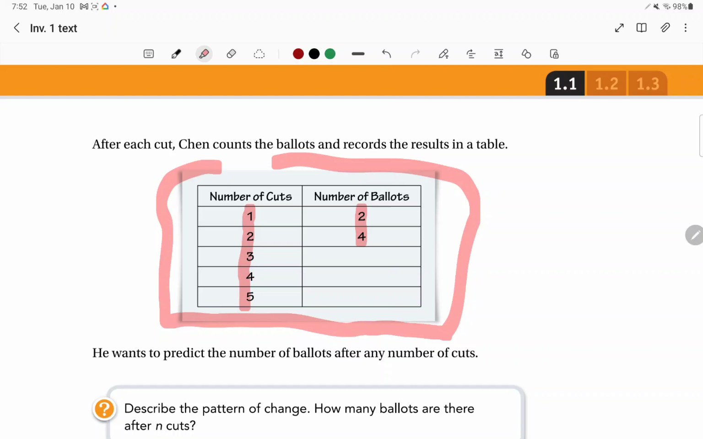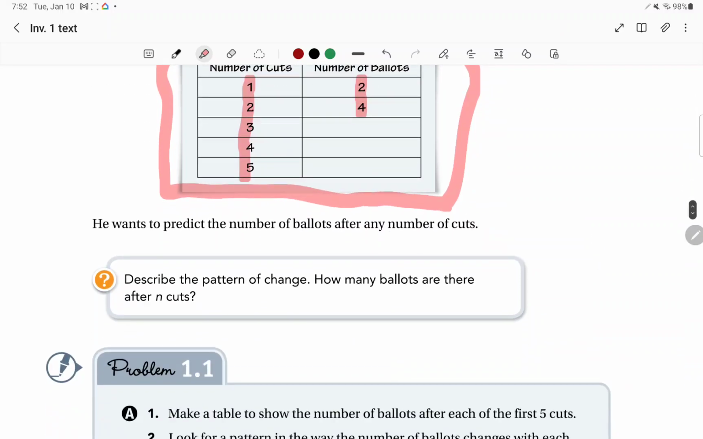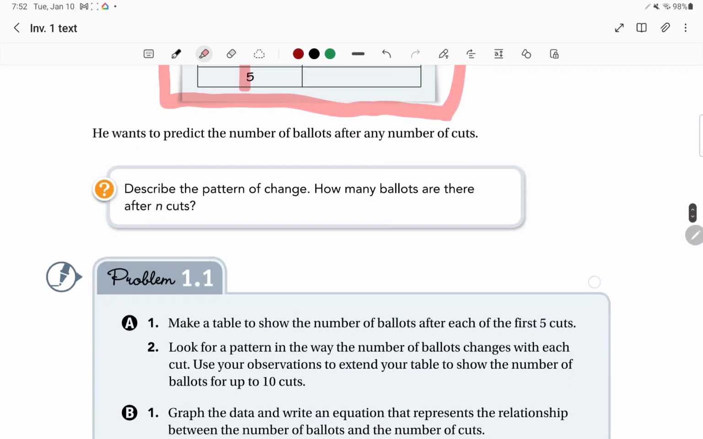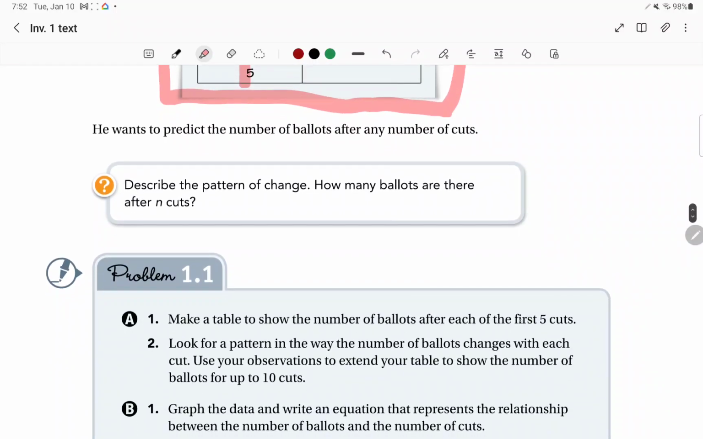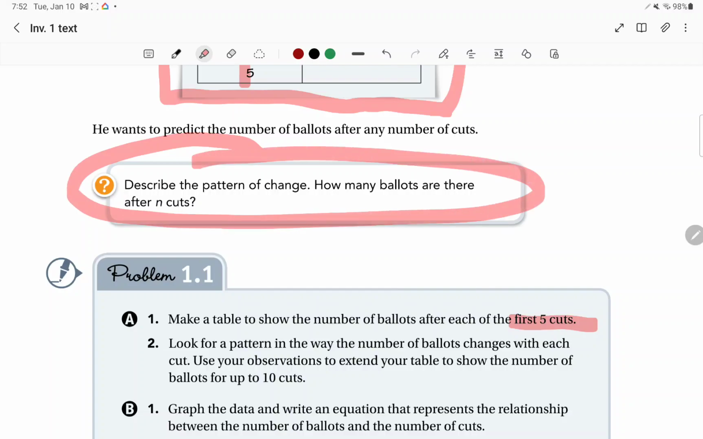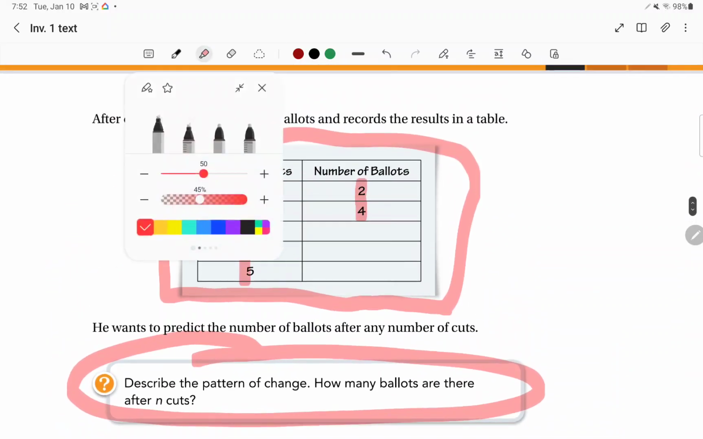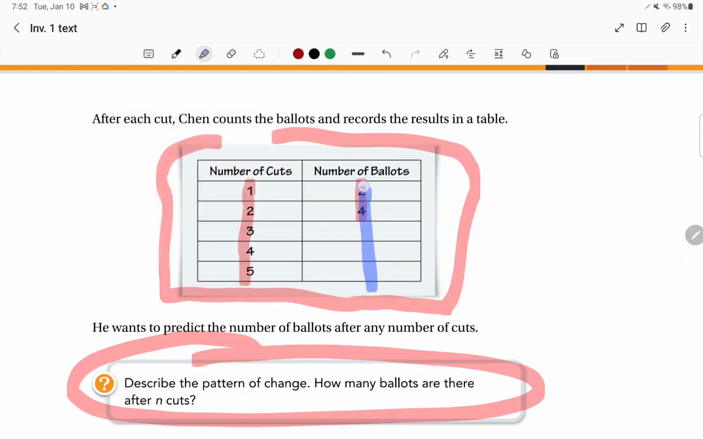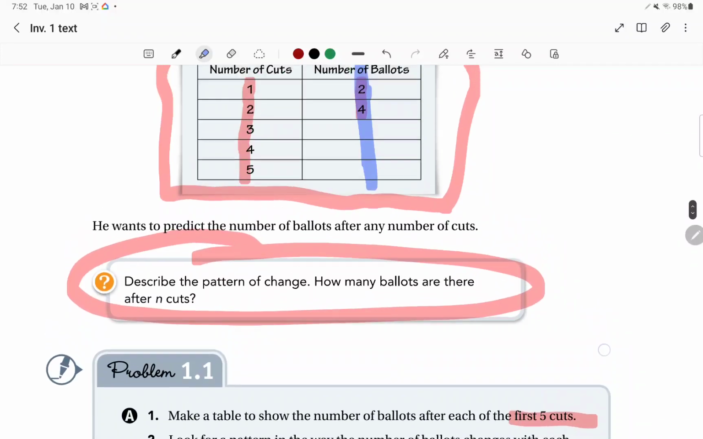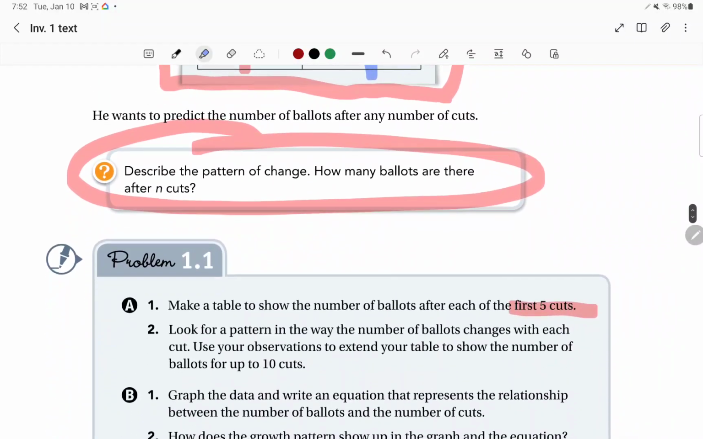Now, once you have that in your notes, we're going to use that table. We're going to fill that table out for the first 5 cuts for part A. And all along, we're trying to answer this question. How many ballots are there after n cuts? And what is that pattern that we're seeing? So the pattern that we're looking for is the pattern that's going to appear in this column. We're looking for that pattern, that relationship between the number of cuts and how many ballots.